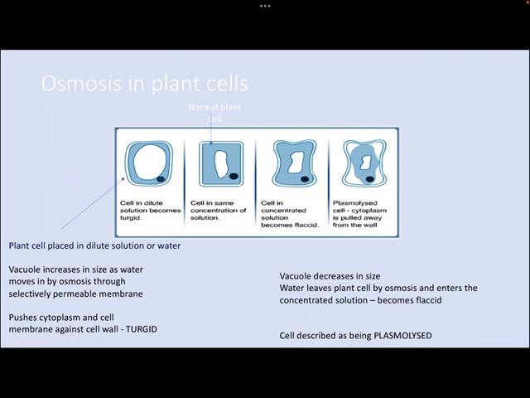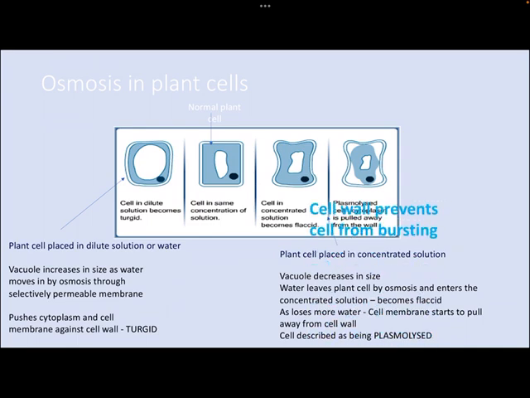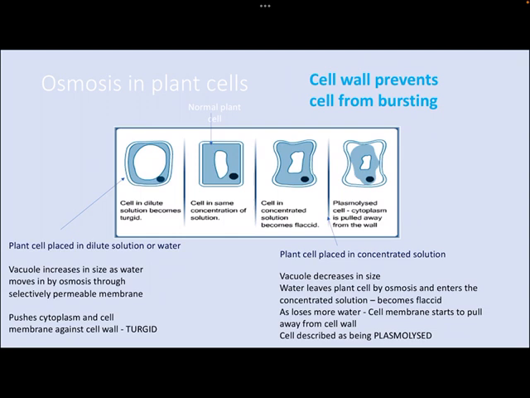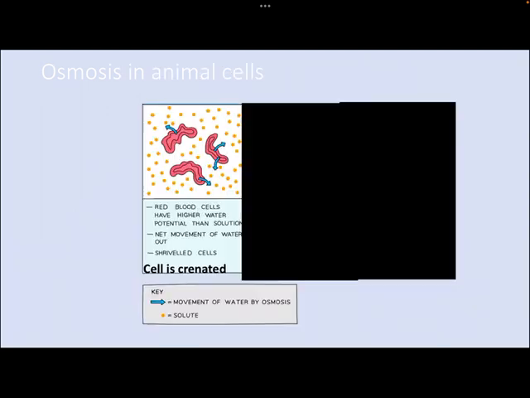The diagrams on the right show us that it has been placed in a more concentrated solution, so the vacuole has decreased in size. Water has left the plant cell by osmosis and entered the solution, so the cell has initially become flaccid, and then over time, as it loses more water, the cell membrane starts to pull away from the cell wall, and we say that the cell has become plasmolysed. The cell wall will prevent the cell from bursting, which is different to our animal cells.